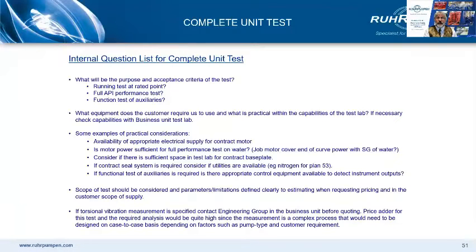Here's an extract from an internal question list that our application engineers use if asked for a complete unit test on an OH2 or BB2 pump. As you can see, it's not as straightforward as you might imagine. The electrical supply available for the contract motor. Is the motor power big enough for a full test? Is there space? And so on. If the contract seal system is required, are the utilities available? A lot of questions and things to think about.